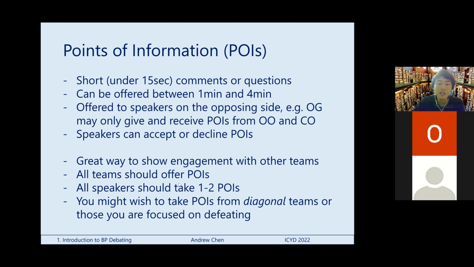You can do this strategically, so you might wish to take points of information from diagonal teams. So those are the ones located diagonally to you in the seating plan that we saw earlier. So OG might want to take POIs from CO in order to engage with them more, since they get to hear OO speeches but not CO, and so on within the debate. Or if there's a team on the opposing bench that you're trying to defeat in particular, you might want to take more POIs from them if you think you'll be able to respond to those well.